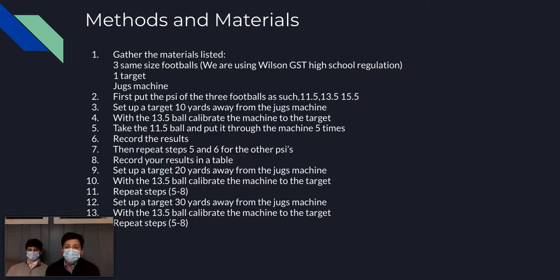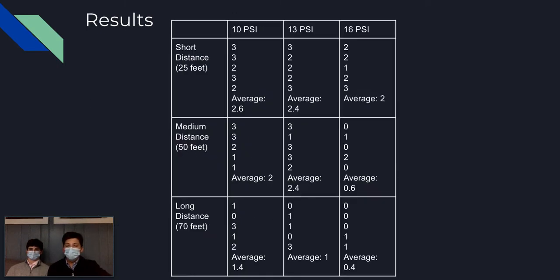Then, take the 11.5 ball and put it through the machine 5 times. Record your results. Then repeat steps 5 through 6 for the other PSIs. Record your results in a table. Set up a target 20 yards away from the jugs machine. With the 13.5 ball, calibrate the machine to the target. Repeat steps 5 through 8. Then set up a target 30 yards away from the jugs machine. Then with the 13.5 ball, calibrate the machine to the target, and then repeat steps 5 through 8 again.